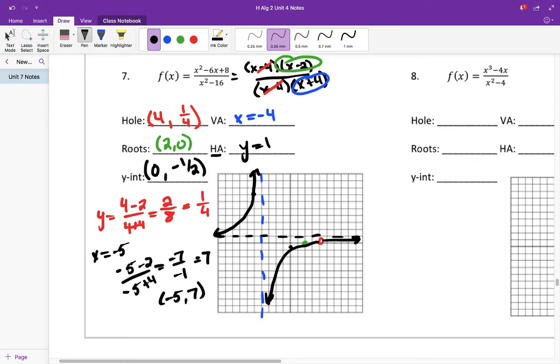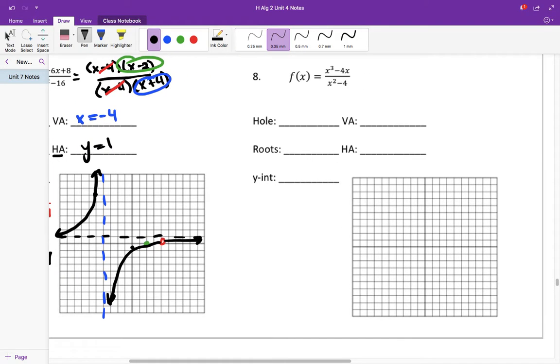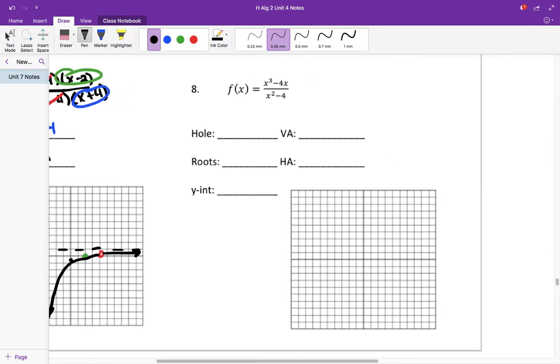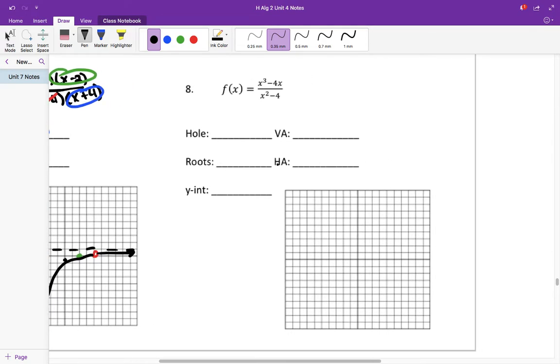All right, we've got one more example we're going to look at, and then we're going to call it a day here. So on number 8, we're going to do the same thing, starting with looking for our horizontal asymptote first. And this time, if you notice, the degree of the numerator is greater than the degree of the denominator. Unfortunately, that means we're going to have some work to do in order to find our horizontal, which in this case is going to be more of a slant asymptote.